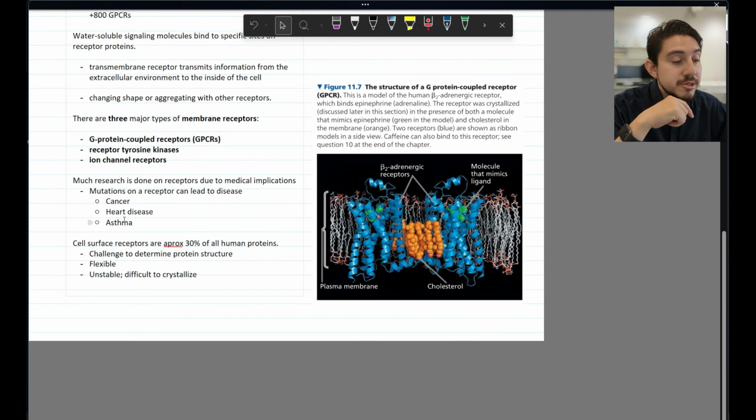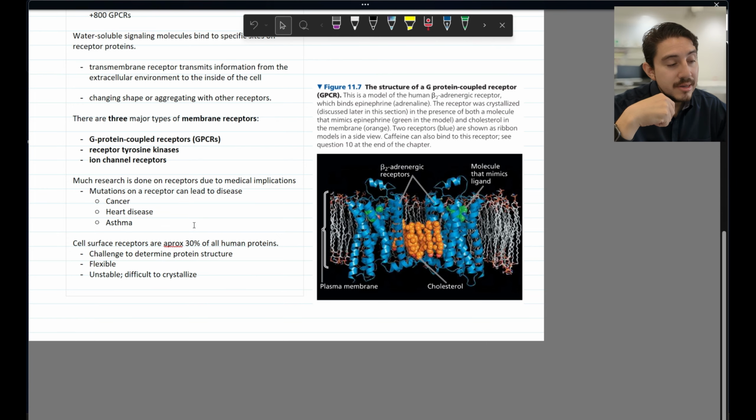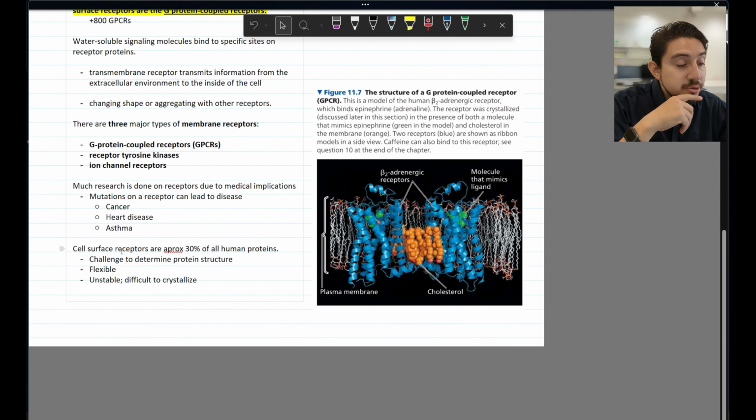Much research has been done on receptors because, since they relay a signal, whenever you have mutations on these receptors, you're most likely going to have some disorder or disease in the patient. So it's a very critical area of study because of its implications. It can lead to cancer, heart disease, respiratory diseases like asthma, and so forth. Cell surface receptors are approximately 30% of all human proteins, so that's quite a lot.